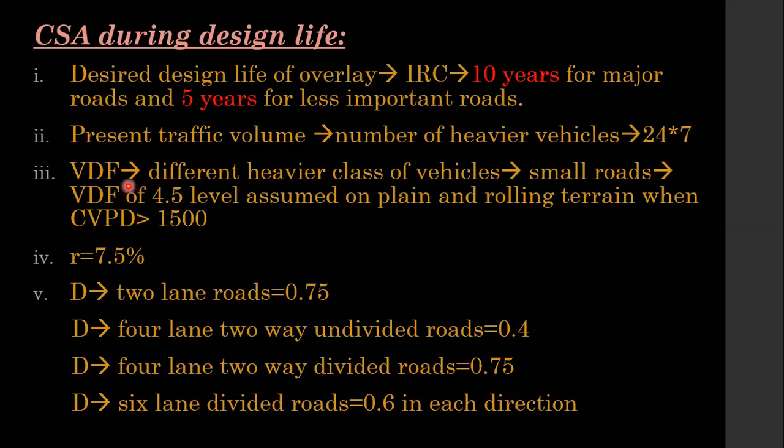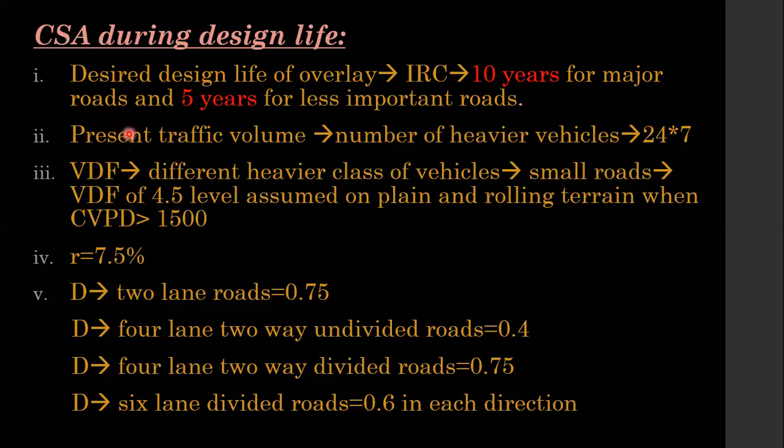Okay, the VDF value they will give. If they won't give the VDF value, you have to assume 4.5 on smaller roads. On smaller roads you have to assume a VDF of 4.5, that is in plain terrain and in rolling terrain. Only on smaller roads you have to assume this data. And here the CVPD will be greater than 1500 vehicles per day. The n value given, you can assume this as A or P.